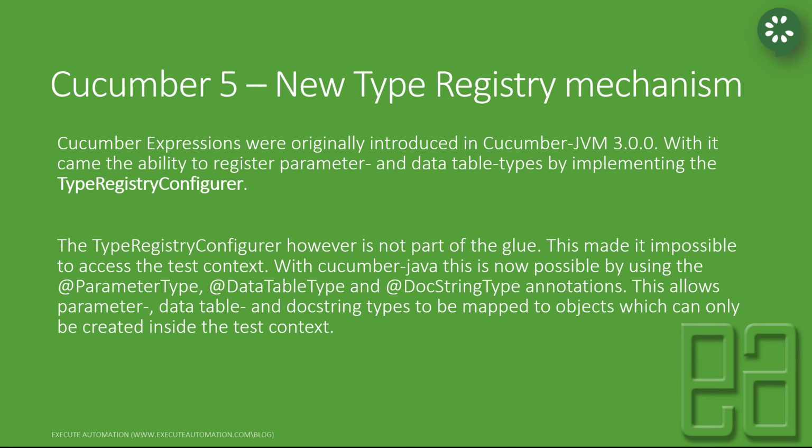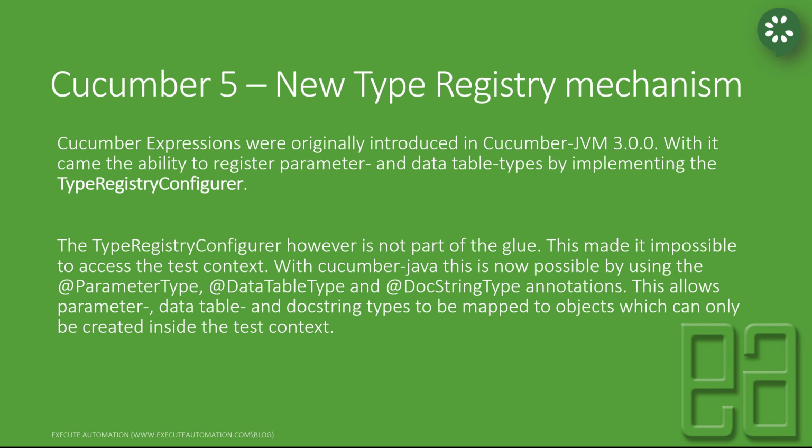Cucumber 5 new type registration mechanism. Cucumber expression was originally introduced in Cucumber-JVM 3.0. With it came the ability to register parameters and data table types by implementing the type registry configurer. The type registry configurer, however, is not a part of the glue. This made it impossible to access the test context within the type registry configurer. In Cucumber-Java, this is now possible by using the @ParameterType, @DataTableType, and @DocStringType annotations. The DocStringType annotation is completely new, and we'll be talking about that in a few minutes in this slide.